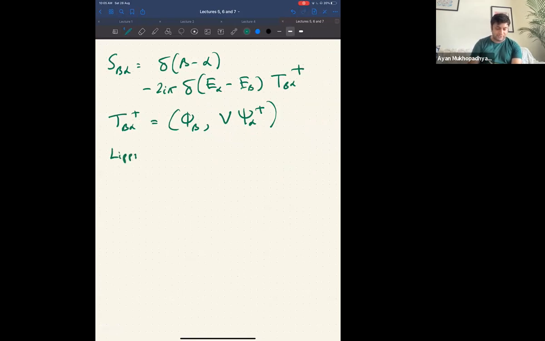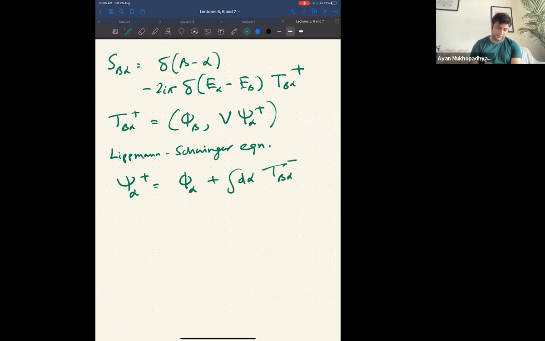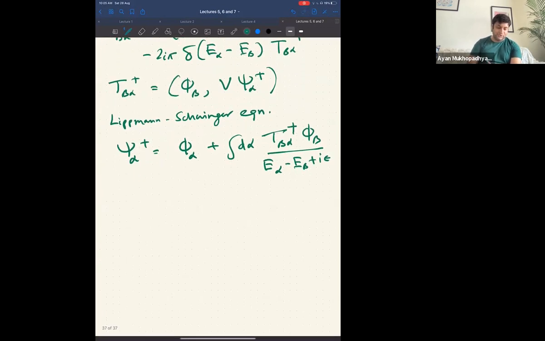Now we recall that the Lippmann-Schwinger equation told us that psi alpha plus is phi alpha plus the integral d gamma, phi beta, T beta alpha, over E alpha minus E beta plus I epsilon. Remember, it's the plus I epsilon again. So using this, we can now derive an integral equation for T beta alpha plus.